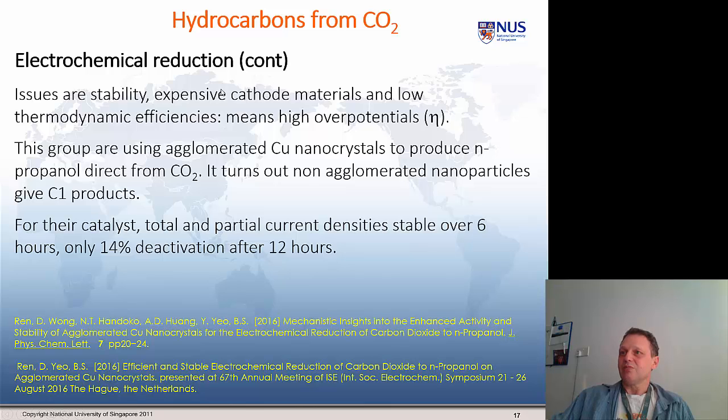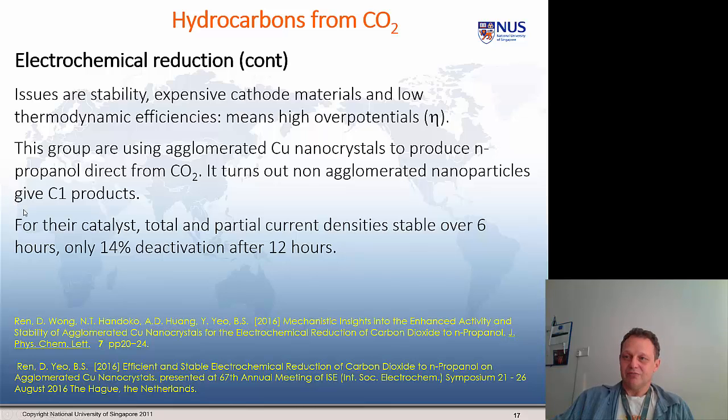So these were the problems. Now, Jason's group used agglomerated copper nanocrystals to produce n-propanol directly from CO2. Now, it turns out if you use unagglomerated nanoparticles, you do get hydrocarbons, but you get effectively methane, C1 products.